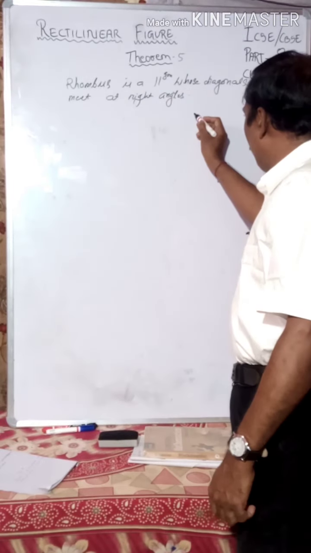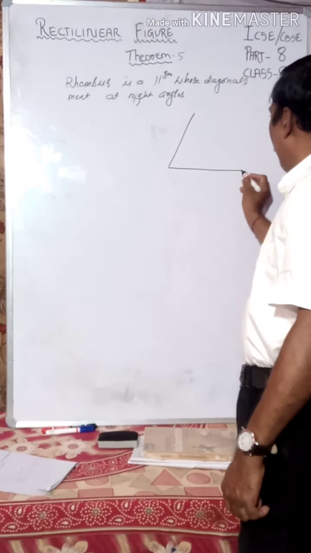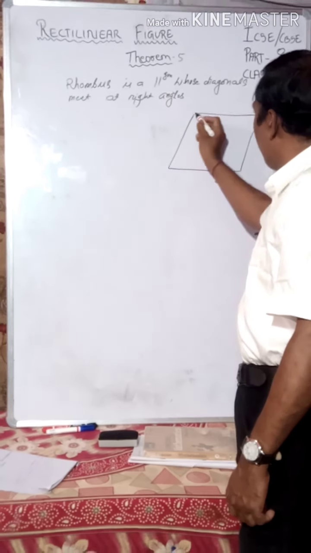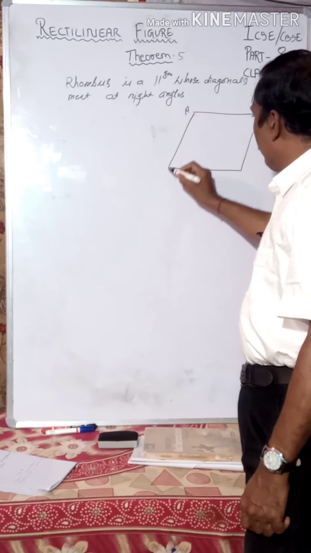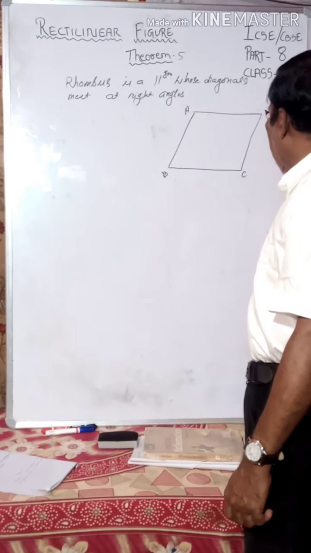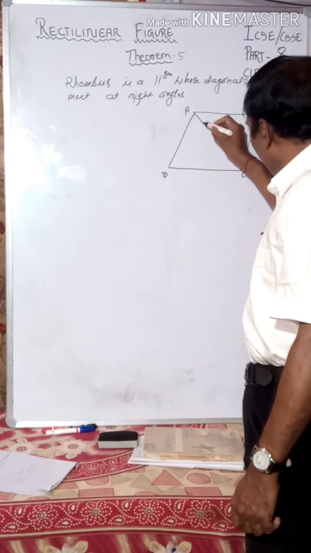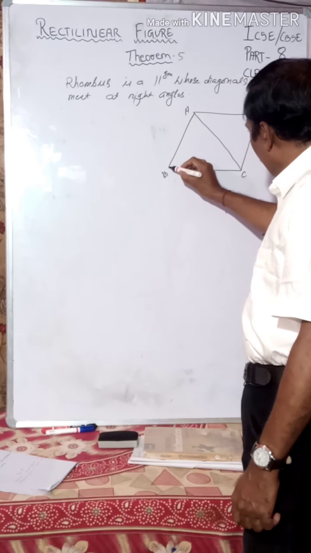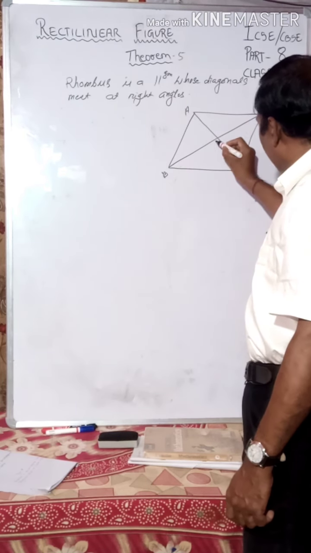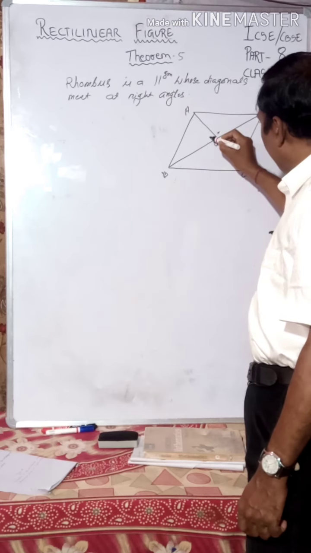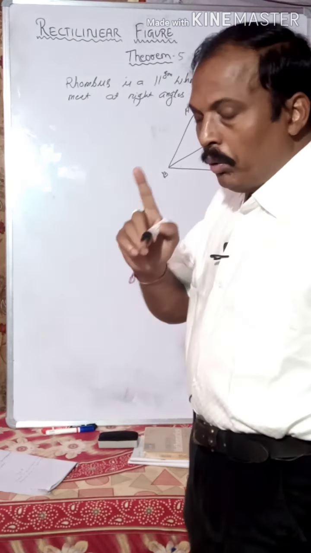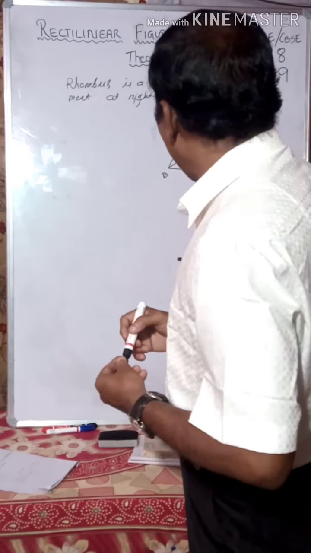Suppose this is a rhombus, A, B, C, D. Here is a diagonal. Here is a diagonal. Meeting point is O. We have to prove this is 90 degree, this is 90 degree. Only one is 90 degree, all will be 90 degree.